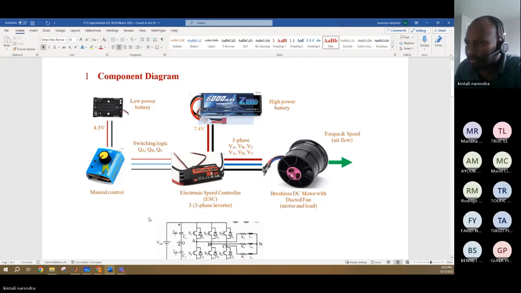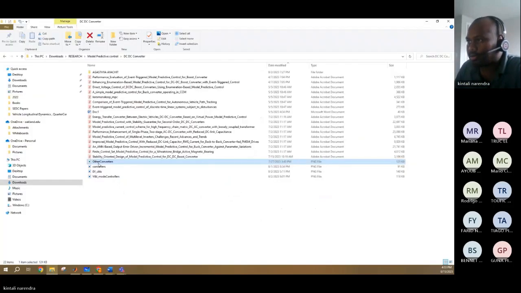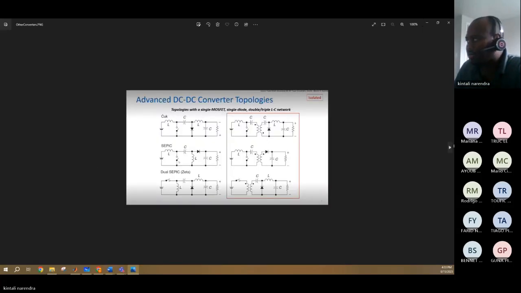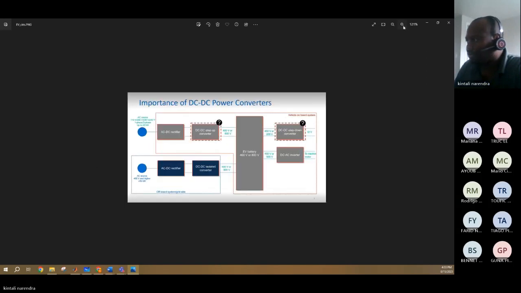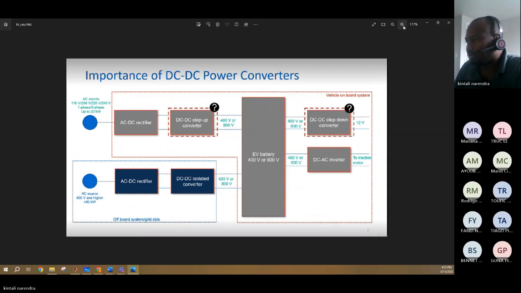Just one question regarding the image that you were sharing. Why do we have two external sources directly linked to the battery? Both are AC, right? So we have to do AC to DC rectification. But why do we have two sources?